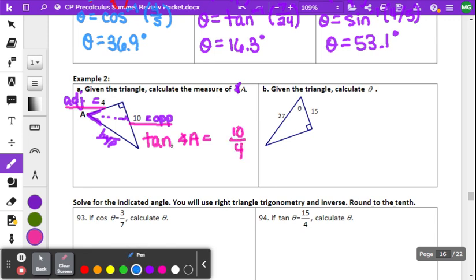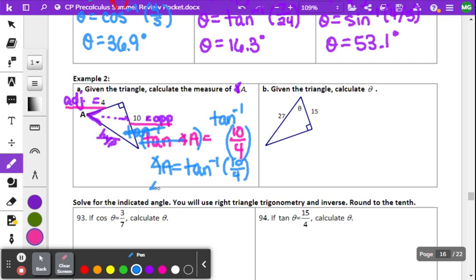Now we know we have to undo taking the tangent of that angle. So we will take the inverse tan of both sides. These cancel each other out, and we're left with angle A equals inverse tan of 10 over 4. If you wanted, you could reduce that to 5 over 2. It really doesn't matter. Your calculator is going to give you the same answer. We find that the measure of angle A is 68.2 degrees. We tend to round to the tenth for angles, so just keep that as a standard rule.